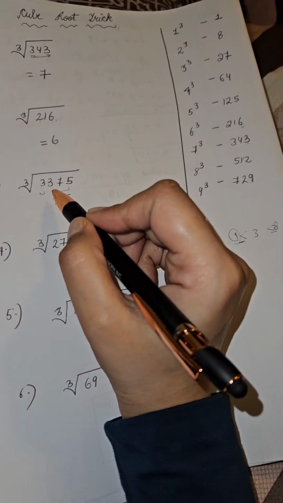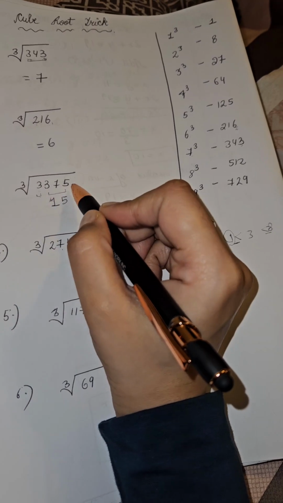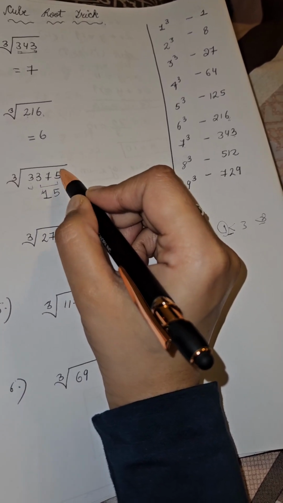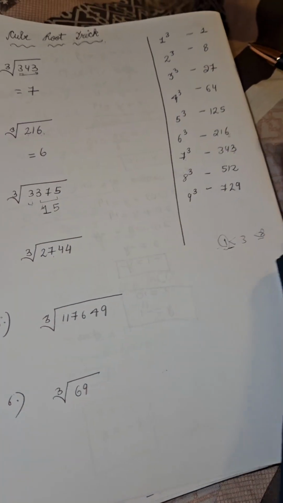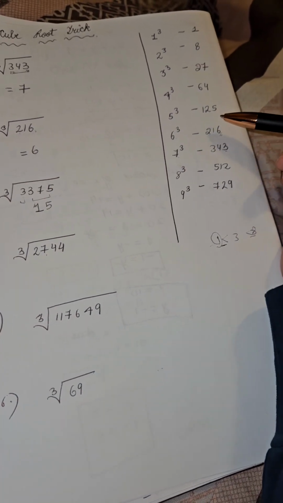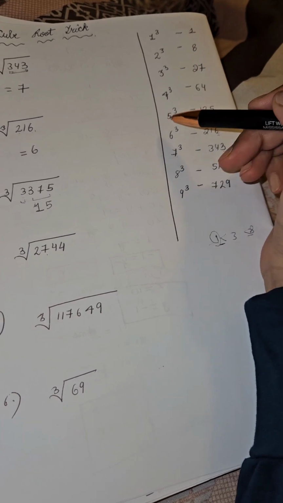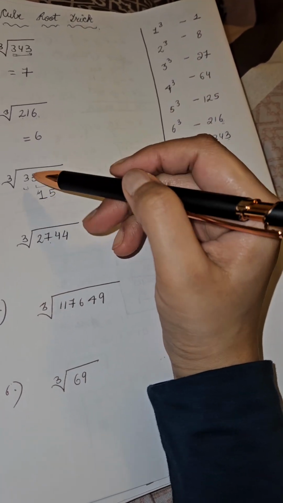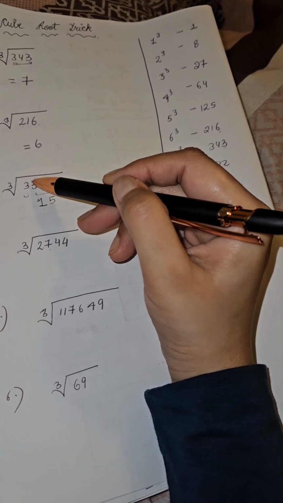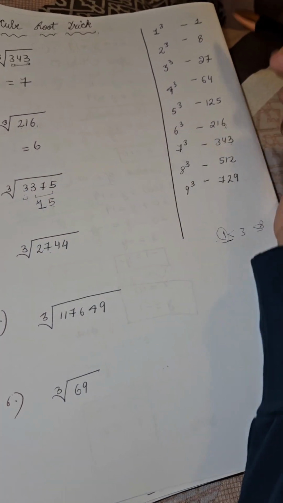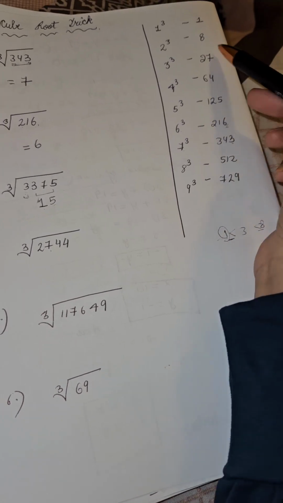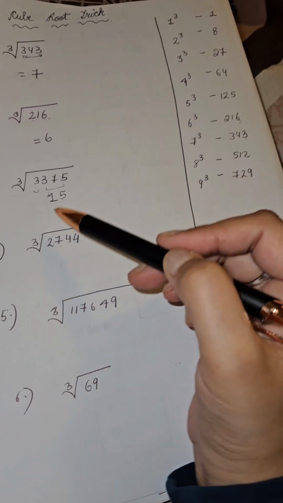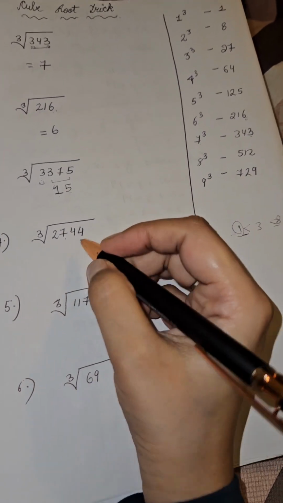Again, repeating. First, we make the triplets from the right hand side. The first triplet is 375. We focus on the unit digit 5, and 125 is the cube of 5, so the units place will be 5. For finding the tens place, the number left behind in 3375 is 3. So 3 comes between 1 and 8, the smaller number is 1, and 1 is the cube of 1. So the answer will be 15.